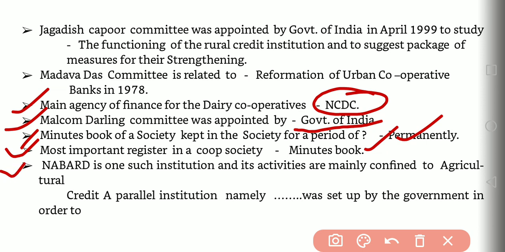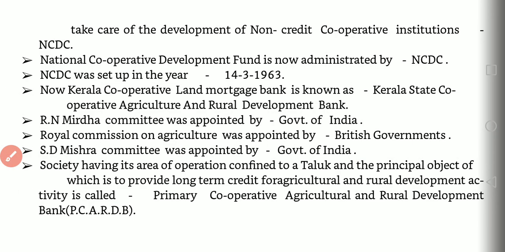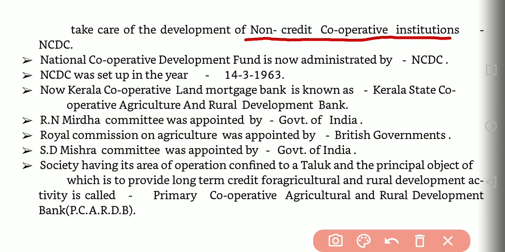Next, NABARD is one such institution and its activities are mainly confined to agricultural credit. A parallel institution, namely dash, was set up by the government in order to take care of the development of non-credit cooperative institutions. The answer is NCDC.